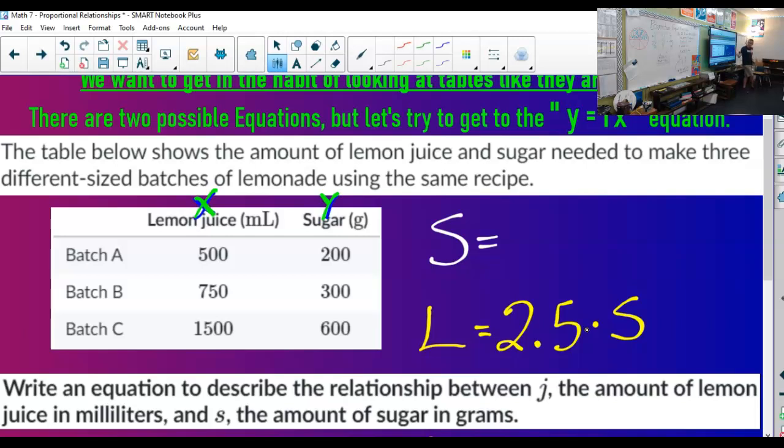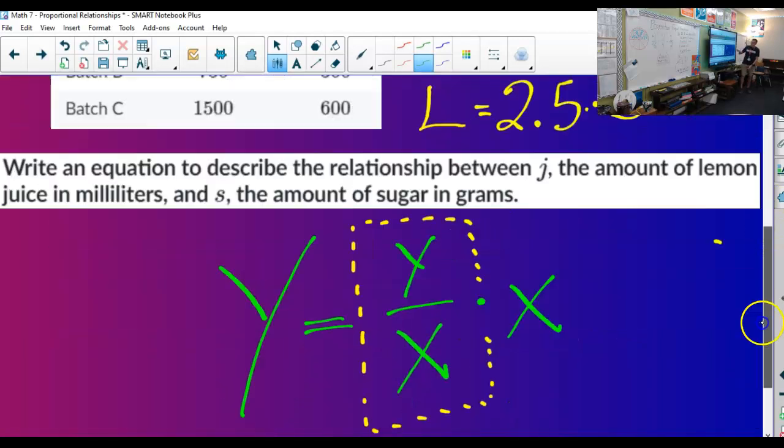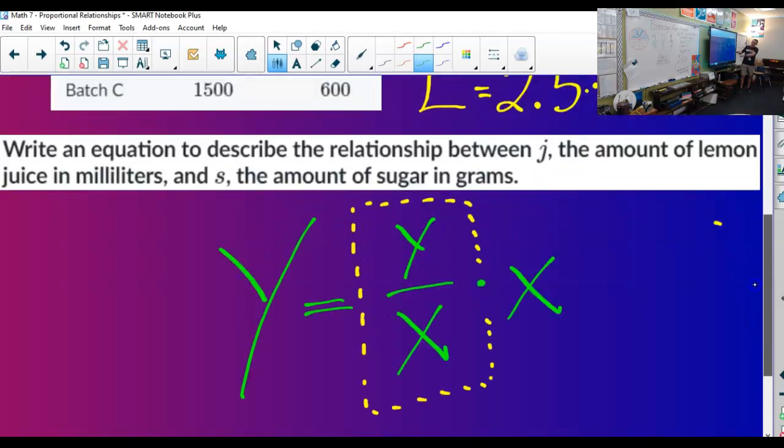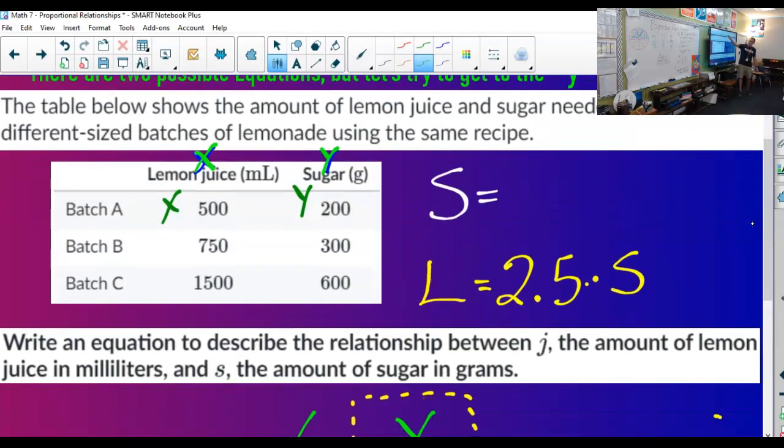So I need to instead, guys, if this is y and this is x, what did we just say down here? y will equal y over x, always y over x. So what if I put y over x, and then our x here, we're using lemon juice, and I think they use J, but I'm going to keep using L because it's what I started using. 200 over 500. Can this be reduced?